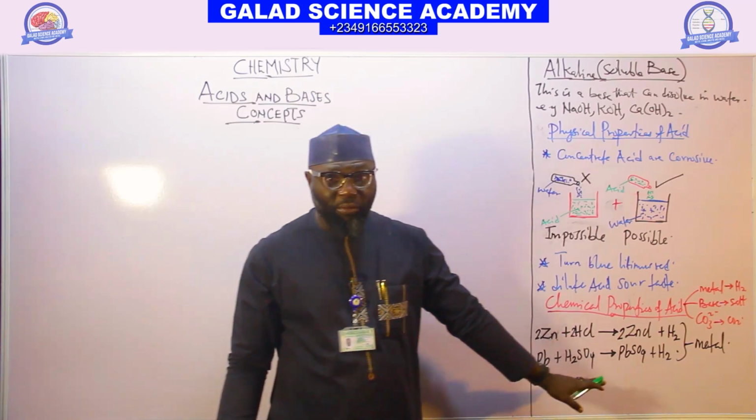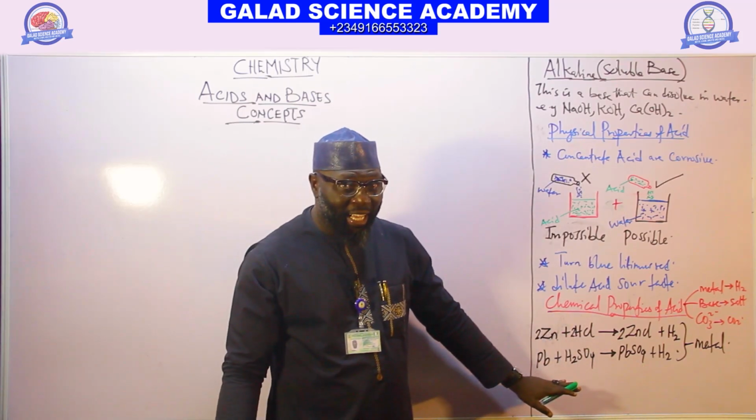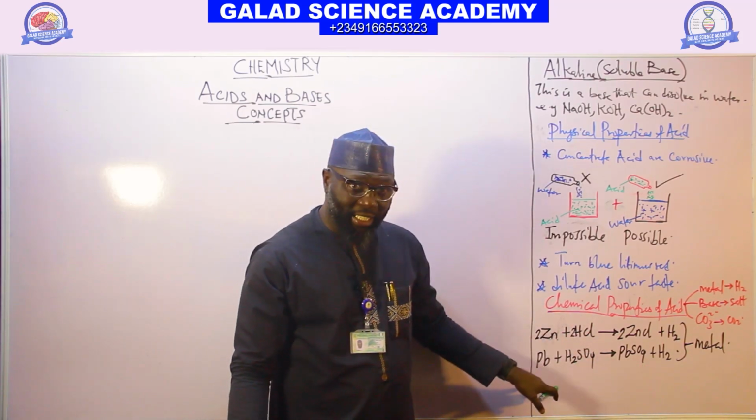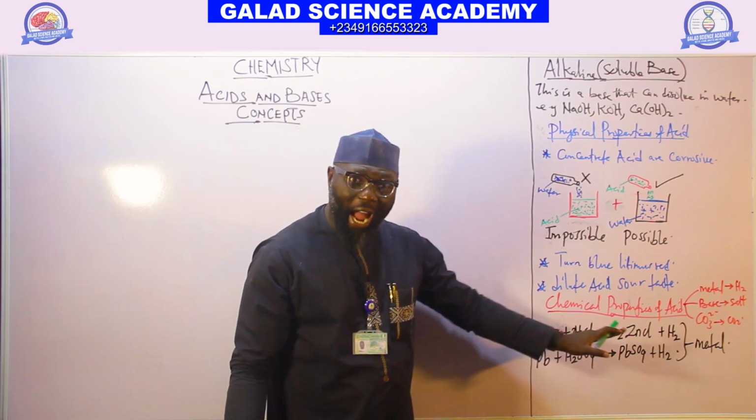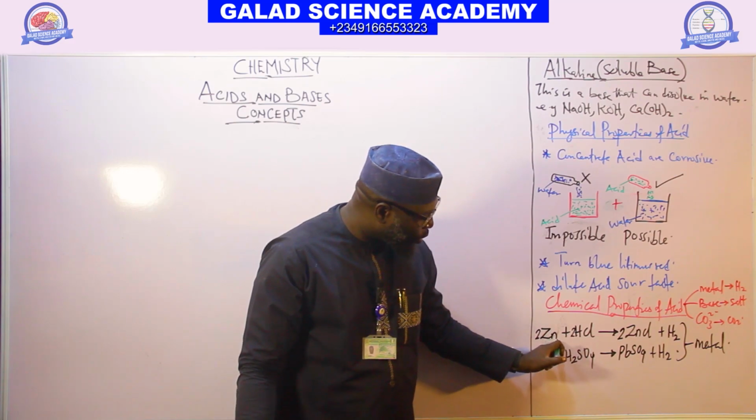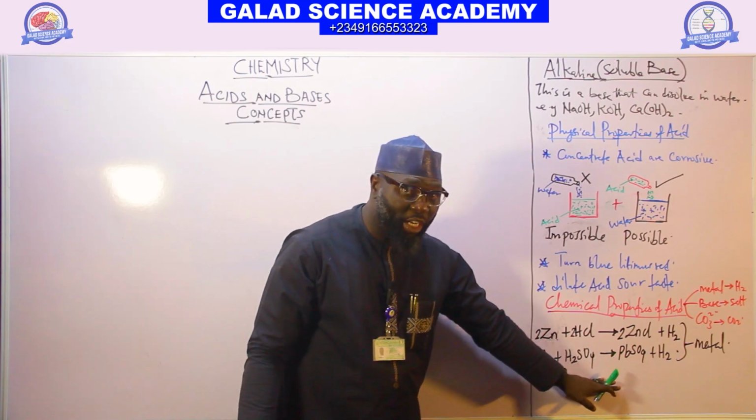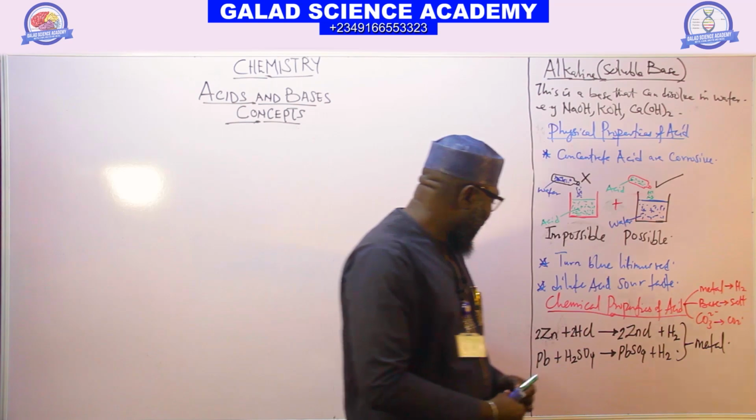So when acid reacts with other metals, like lead or zinc, it will liberate hydrogen gas. This is also called the laboratory preparation of hydrogen.